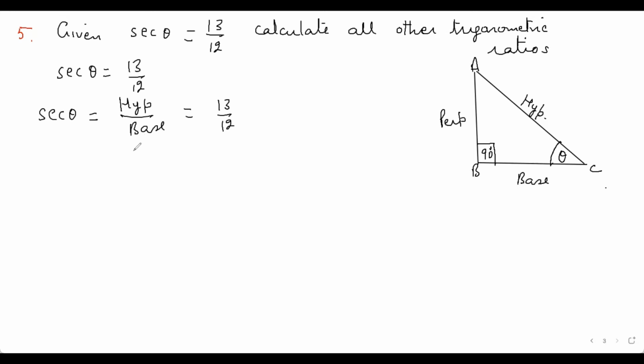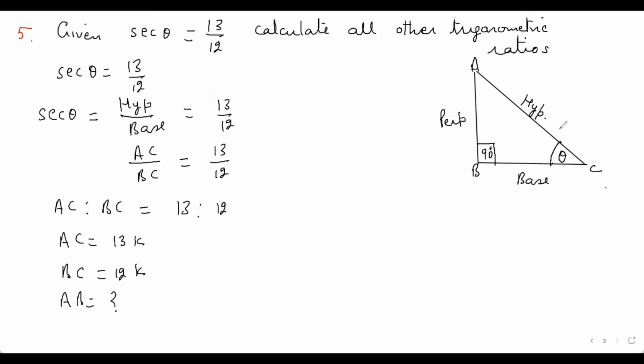It means hypotenuse here is AC and base here is BC. AC by BC is 13 by 12. It means the ratio between AC and BC is 13 ratio 12. Now AC is given 13K and BC is given 12K. I am to find AB.